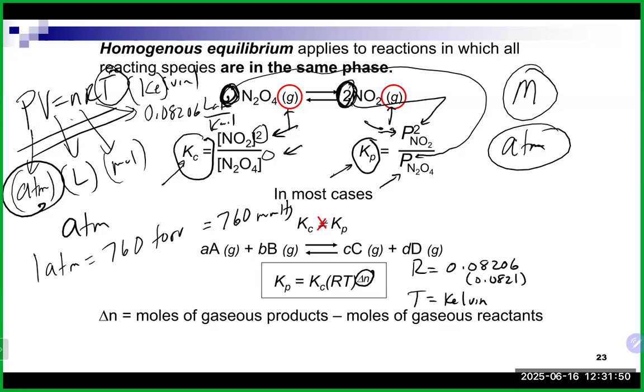By the way, you cannot write a Kp value if you don't have gases. If you don't have gases, you don't have pressure, so you could really only have a Kp value if you've got some gases involved in the equilibrium. If you don't have them, then you can't really write a Kp value. So if we looked at something, say, like A goes to B in this case, what is delta n in this case?